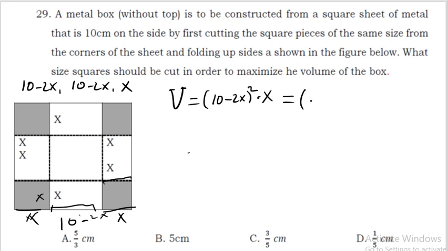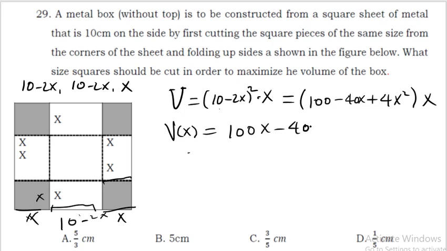The middle part is 100 minus 40x plus 4x squared, then multiply by x outside. Okay, 10 squared will be 100, and 2 times 2 is 4, times 10 is 40, plus, wait a minute, this must be 4x squared, then times the outer x. You know, we can expand by applying the a minus b whole square formula, or multiply by expanding, and you will get this result. So V of x will be, because everything is in terms of x, 100x minus 40x squared plus 4x cubed.